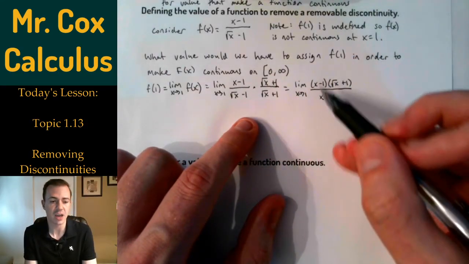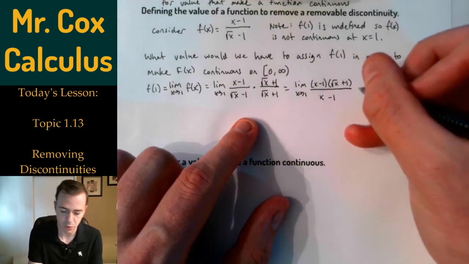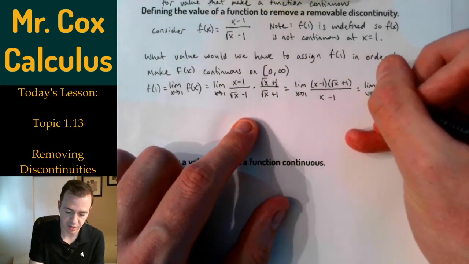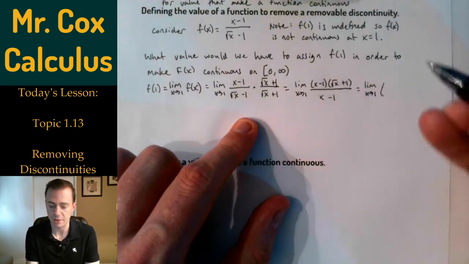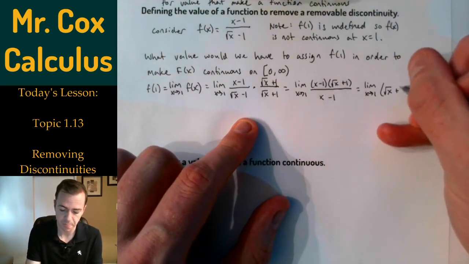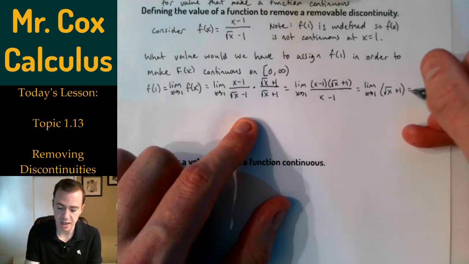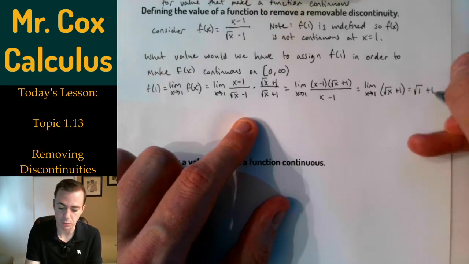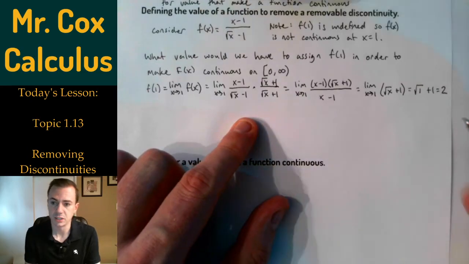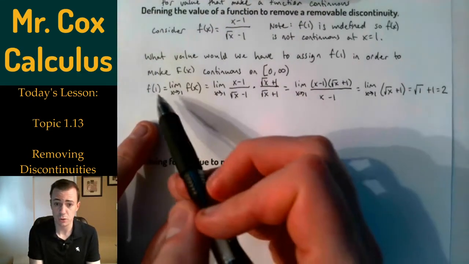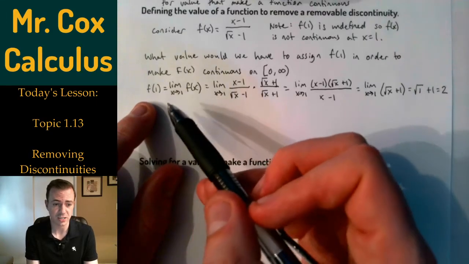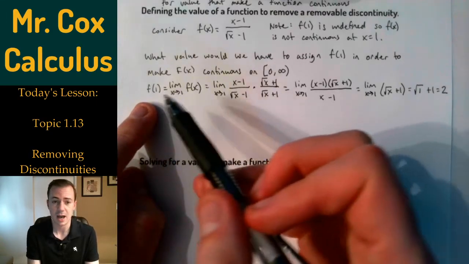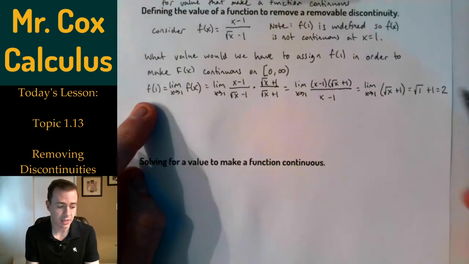And now I can divide off my common factor of x minus 1, and say this is the limit as x approaches 1. What I'm left with after these divide off is just the square root of x plus 1, which I can now evaluate as the square root of 1 plus 1, which is 2. And so if you look here at this long horizontal string, in order to make the function continuous at x equals 1, I need to let f of 1 equal 2.